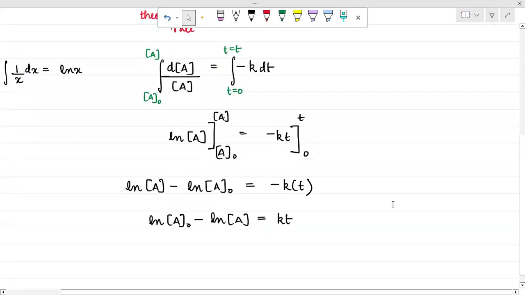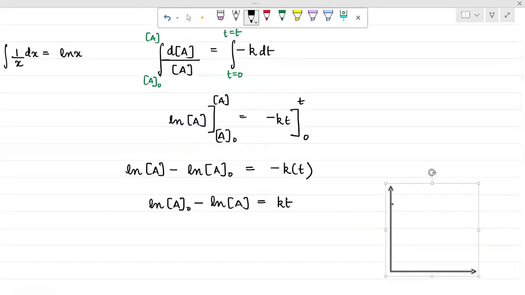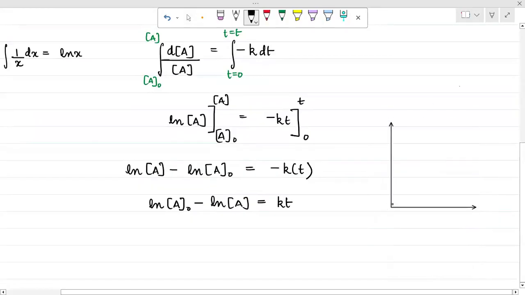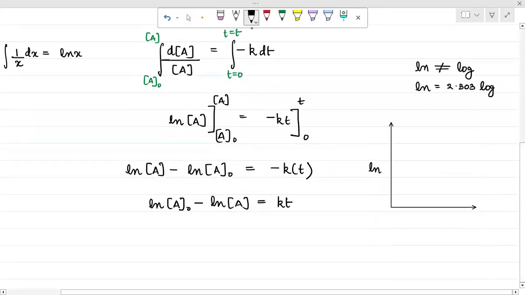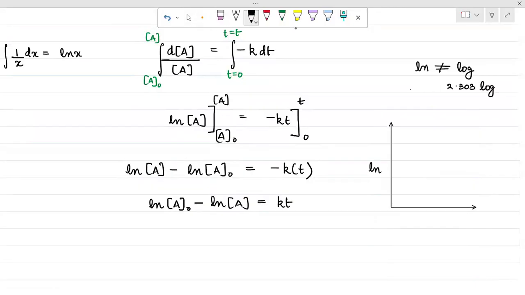What if I have to plot a graph between natural logarithm? So ln is the natural logarithm, okay? It's different from log. Ln is not equal to log. Ln is 2.303 times log. For example, I have ln x. Ln x is equal to 2.303 times log x. Don't make mistakes.